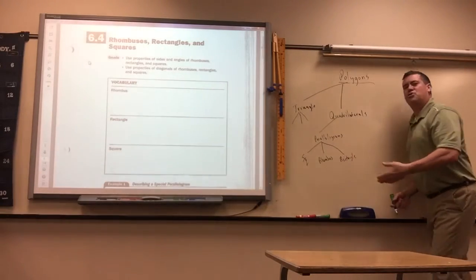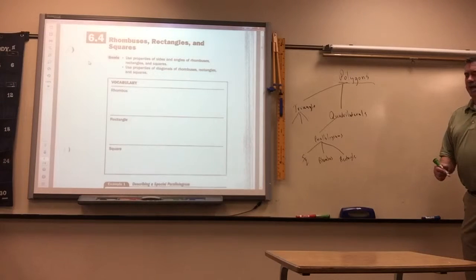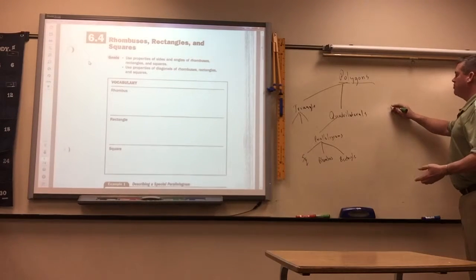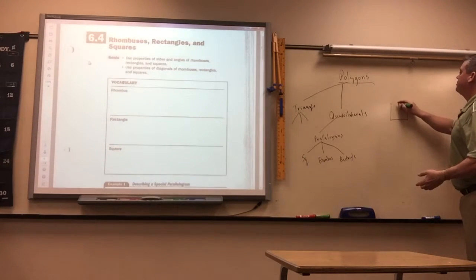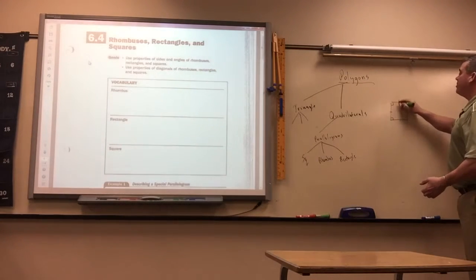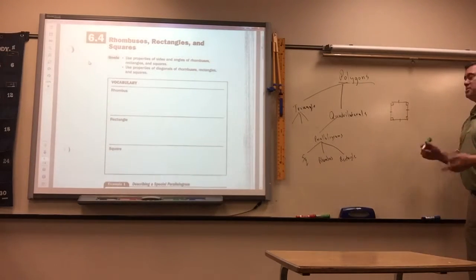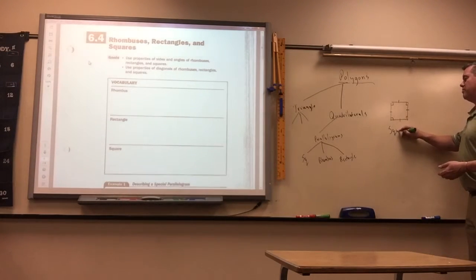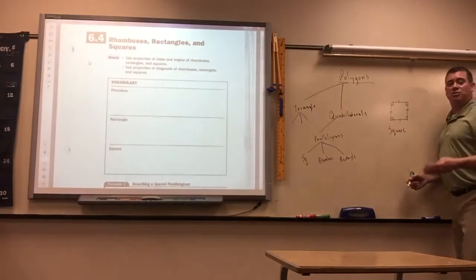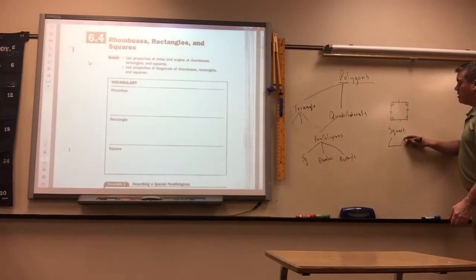Okay? So when you work up this way, some of the assignments that we have is they'll give you a picture. I'll just give you a picture of a square, and you've got to name every possible thing this could be called. Obviously, the most specific name would be a square. But it is also a parallelogram.